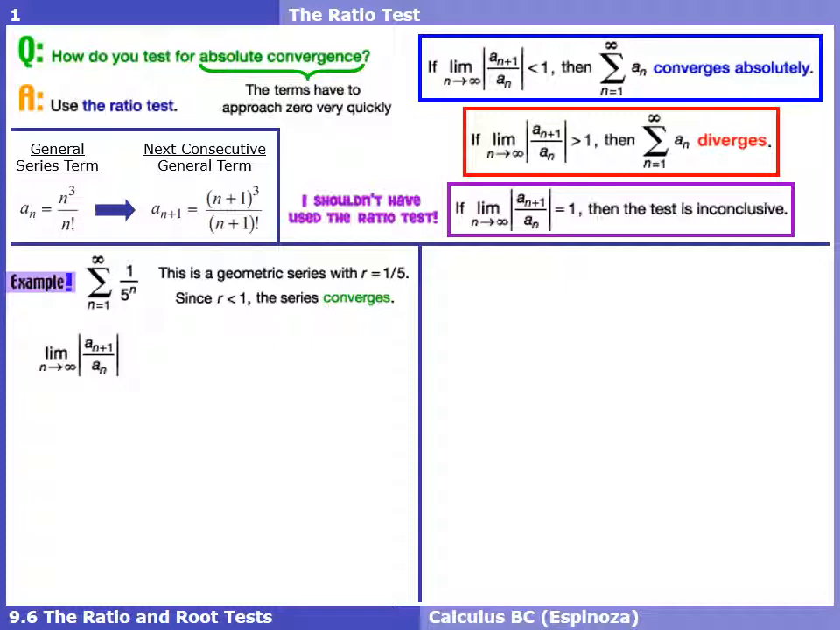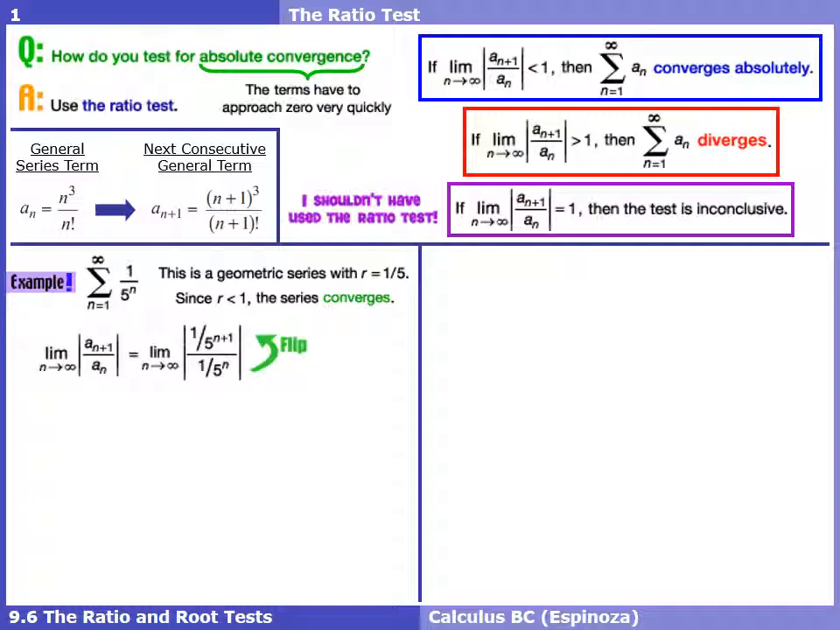So how do we set up this ratio? Well, what is the next term over from 1 over 5 to the n? All we need to do is plug in n plus 1 wherever we see an n. So on the top of this fraction, we'll have 1 over 5 to the n plus 1, and in the bottom of this fraction, we'll have just the original general term of this infinite series. Of course, we want to put an absolute value around that, and we're taking the limit as n goes to infinity. We've seen this many times already in this chapter.